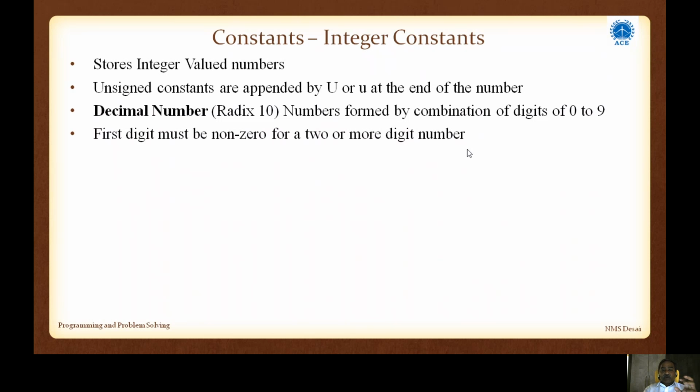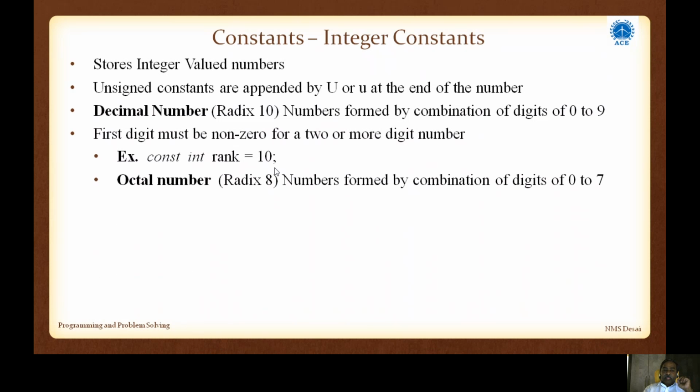For example, suppose I want to store 9. I have to store it as 9. I cannot give 0, 9. All zeros will be discarded by the compiler. So if you want a number to be represented, 009 will be reframed as 9 by the compiler, right? Next, const int rank is 10. I cannot write 010. It will be taken as 10 only.